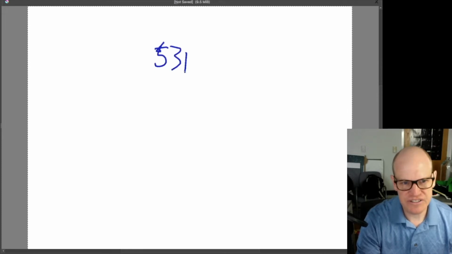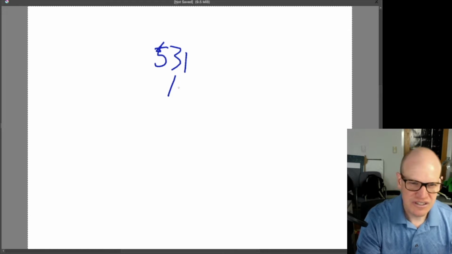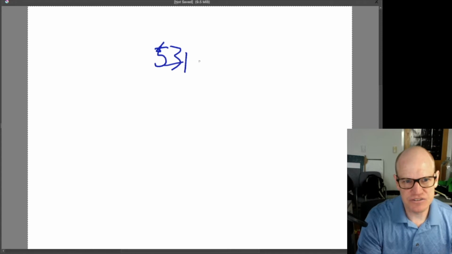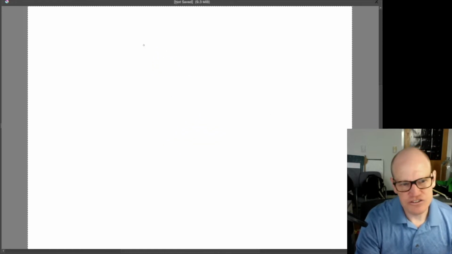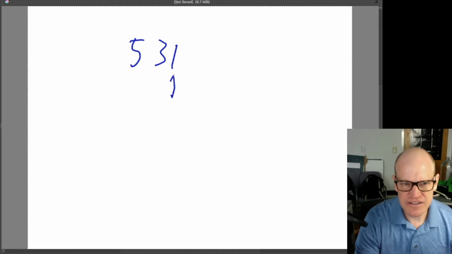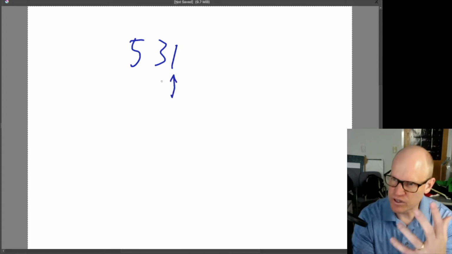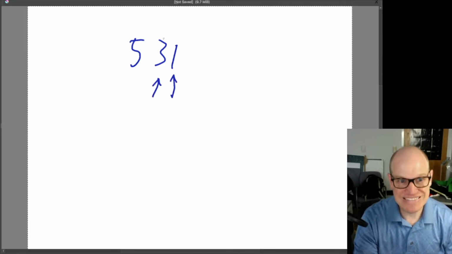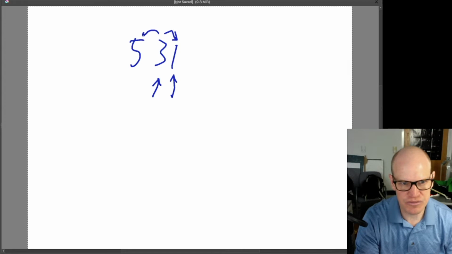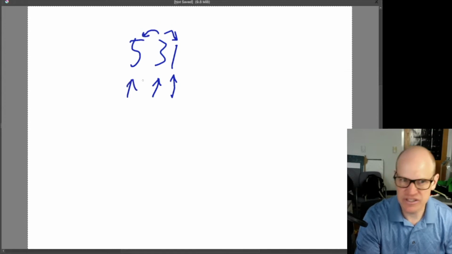531, something like this, and each of these numerals represents something. So when you have these numerals, like 531, this represents the ones digit, and this represents 10 of these. So every time you roll over on this, you increment this counter. And then every time this one rolls over, you increment that counter. So this is going to represent 100.